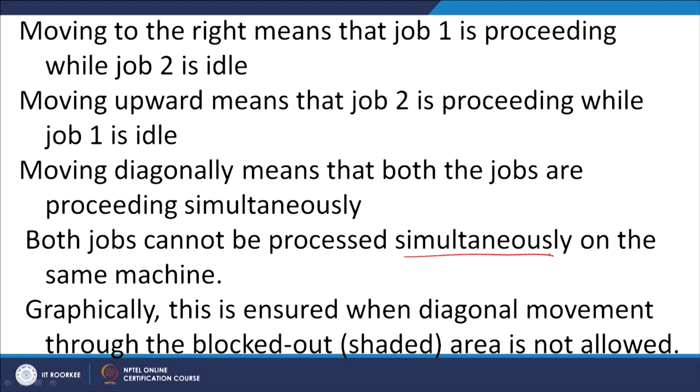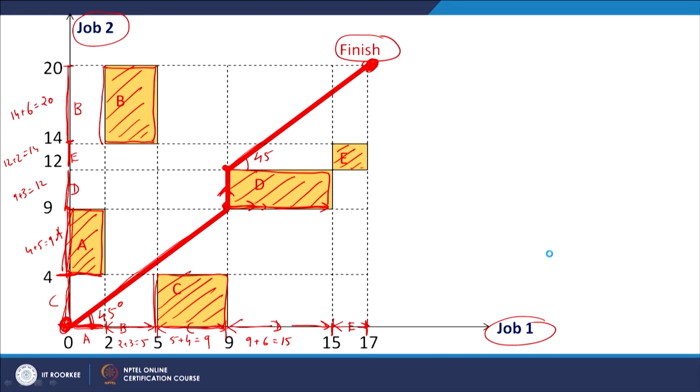So, when you come across, for example, this point, you cannot move in this diagonal direction; this is not allowed. Therefore, you have to move either in the horizontal direction or in the vertical direction.